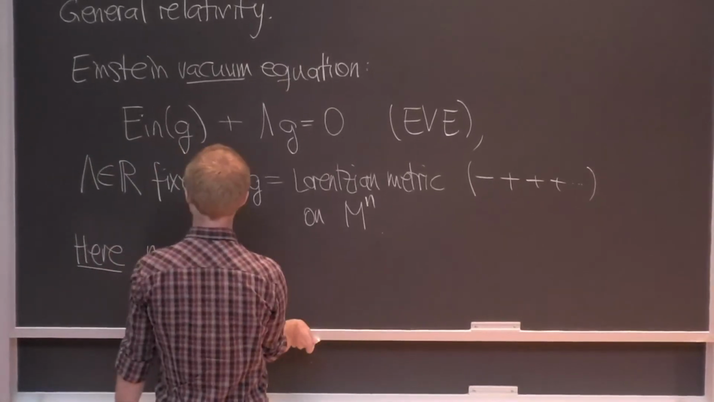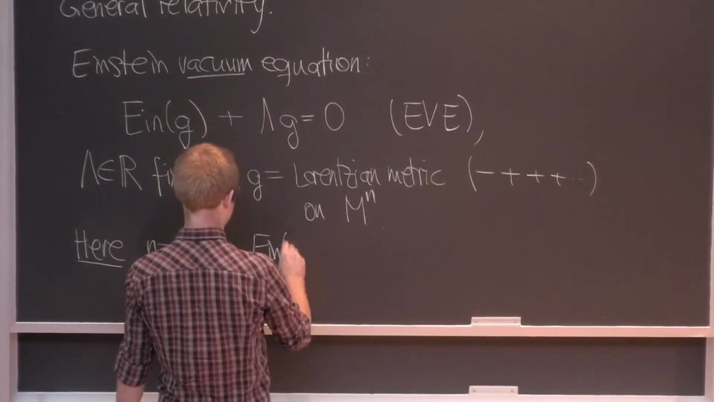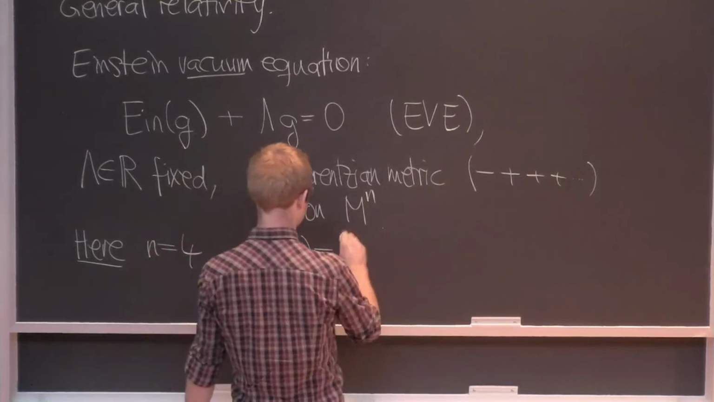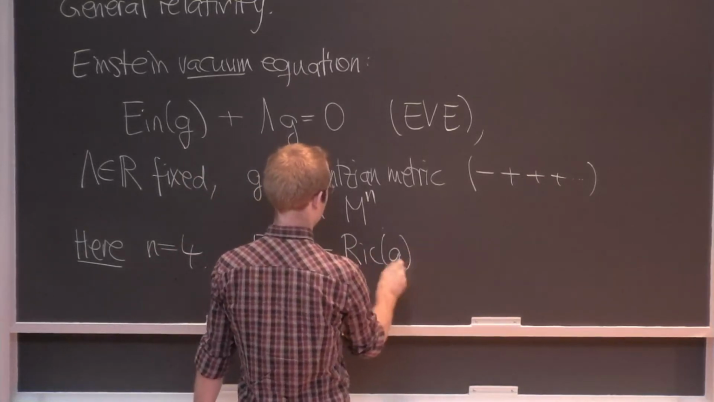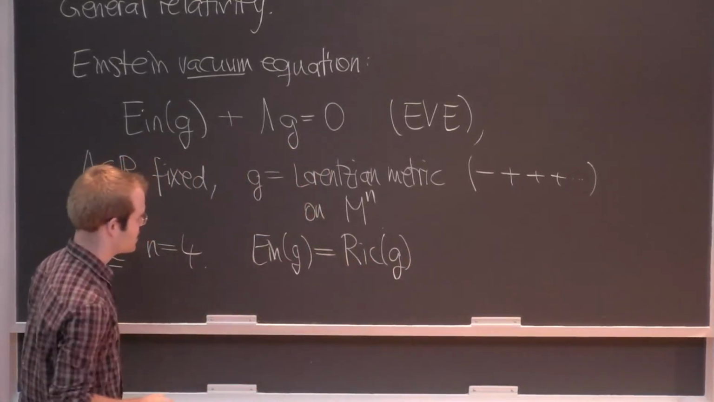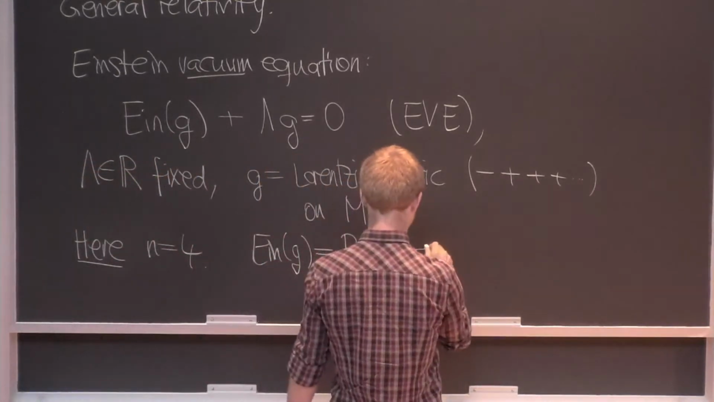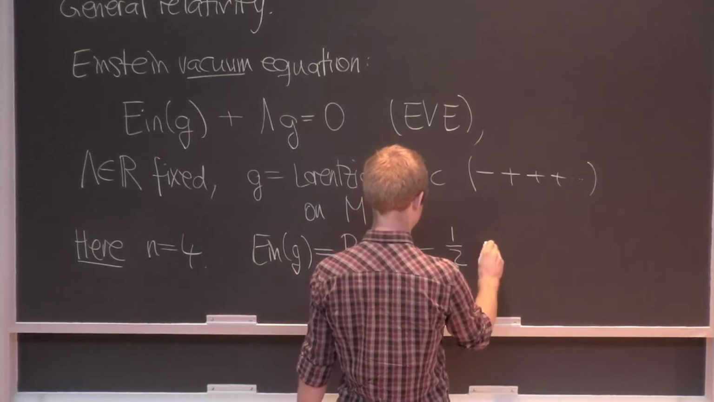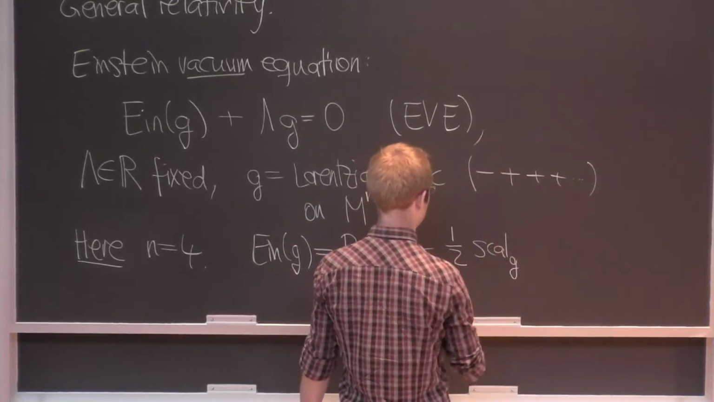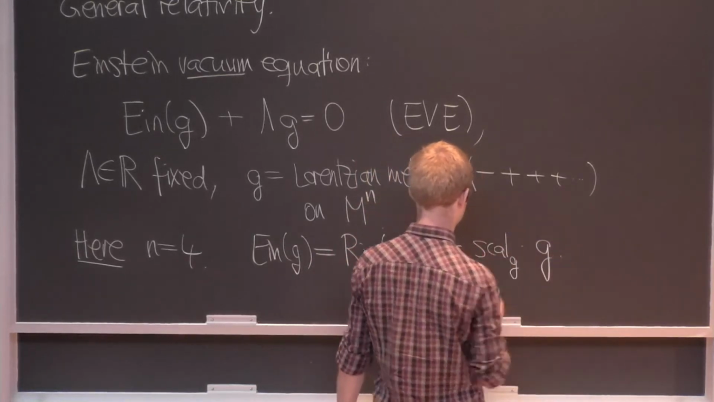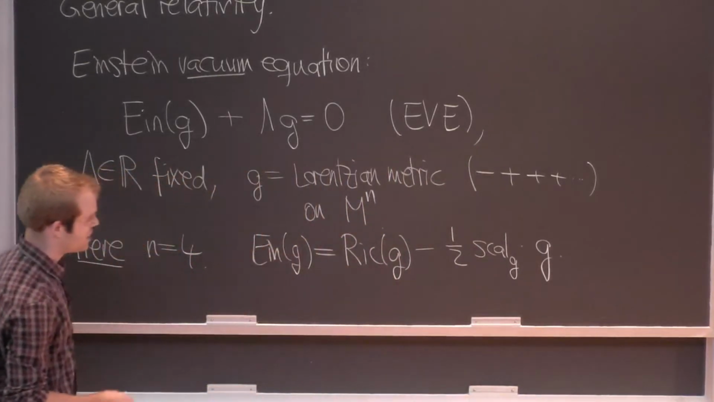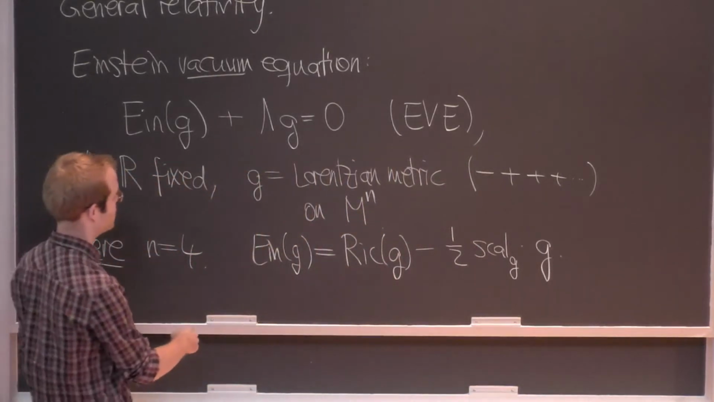So what's the Einstein tensor? That's equal to the Ricci tensor of the metric G, which is defined for Lorentzian metrics exactly by the same algebraic expression as for Riemannian metrics, minus 1/2 times the scalar curvature of the metric G times G itself. So it's a symmetric 2 tensor capturing some of the curvature of the space-time.